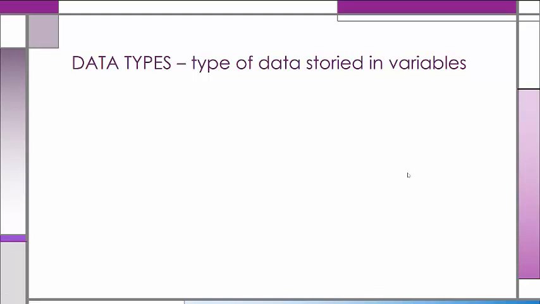So what we're talking about is called data types, and it's just that. What type of data are we storing in those variables or a memory location? When we're talking about memory location, we're talking about RAM.